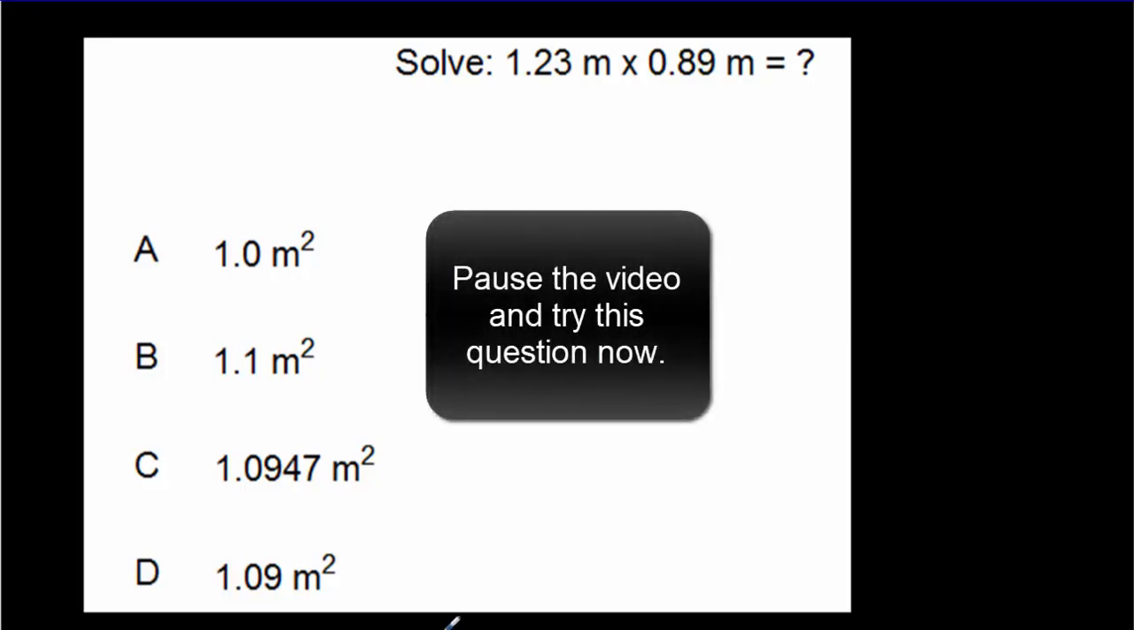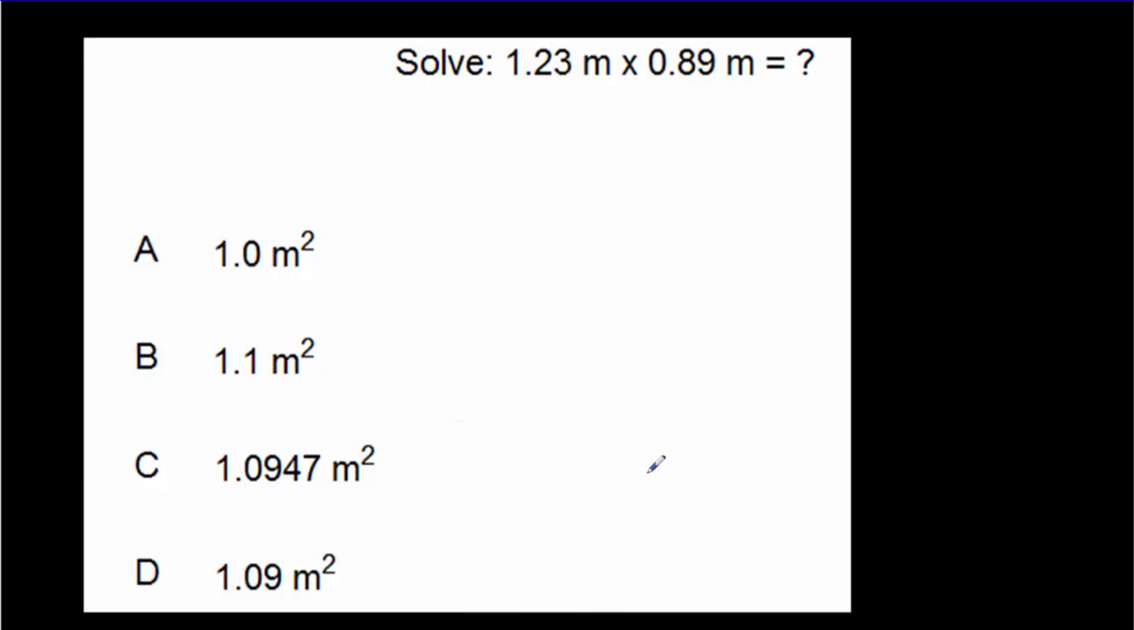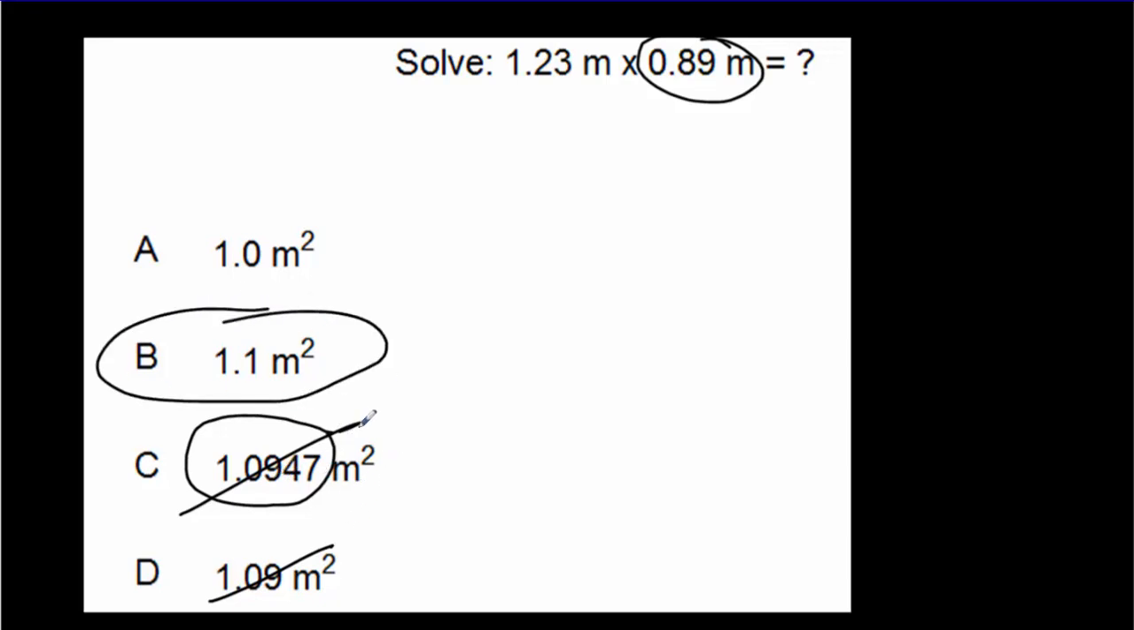So let's try a few examples of this. Pause the video, try the question, come back to the answer. So this one's multiplication or division. This entry has the fewest number of significant digits, that's 2. So we want an answer with 2 significant digits. So we can eliminate these two. When we just multiply those numbers together on a calculator, we get this entry here. So we really want to round that to 2 significant digits. So the correct answer here would be B with correct rounding.